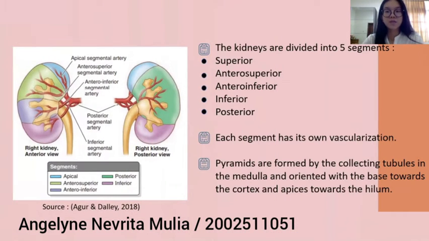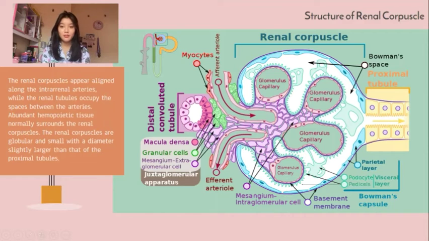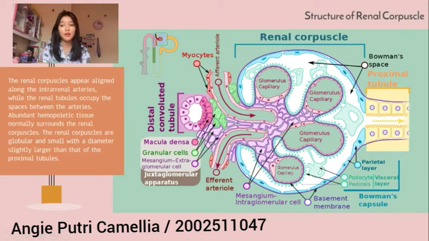The kidneys are divided into 5 segments, namely superior, anterior, inferior, and posterior. Each segment has its own vascularization. The kidneys are also divided into 2 regions, medulla and cortex. Pyramids are formed by collecting tubules in the medulla and oriented with the base towards the cortex and apices towards the hilum. So in this case, I will describe the structure of the renal corpuscle.